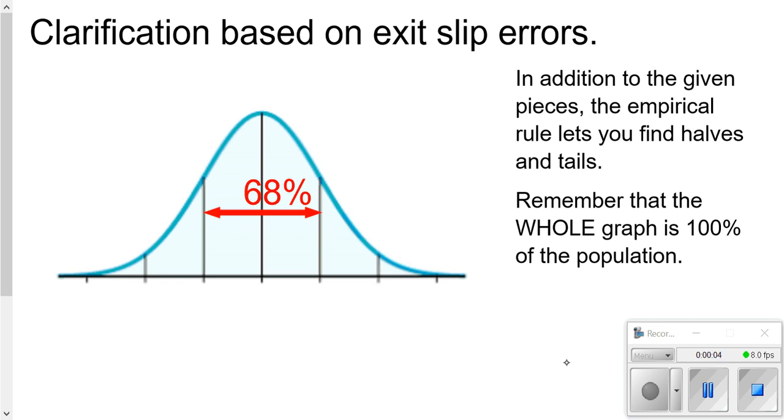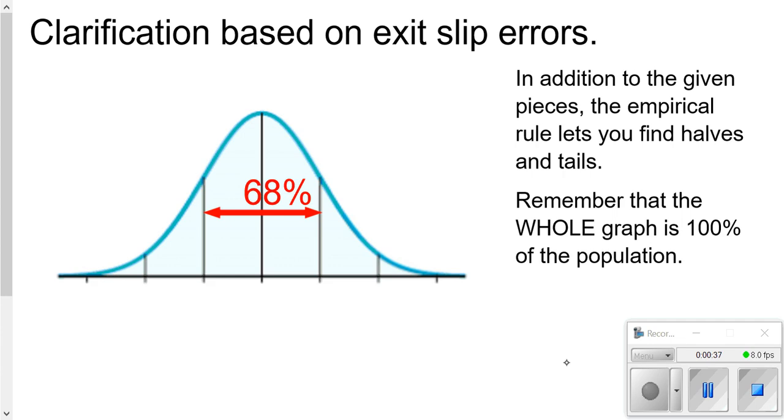This is Mrs. Lemke, and I'm here to just add a little clarification to your understanding of the empirical rule. I looked at the results from last class's exit slips, and it seems like we need a little bit of clarification. So you know that the empirical rule has three numbers involved with it. 68% pertains to this piece of the graph that I'm indicating here with this red arrow. So from one standard deviation below the mean to one standard deviation above the mean captures 68% of the population.